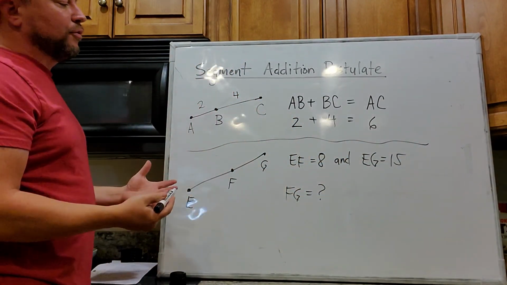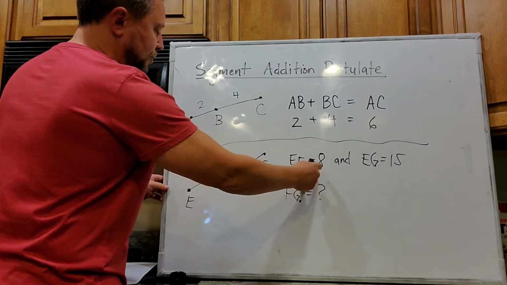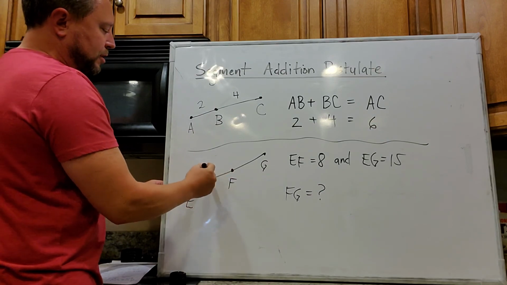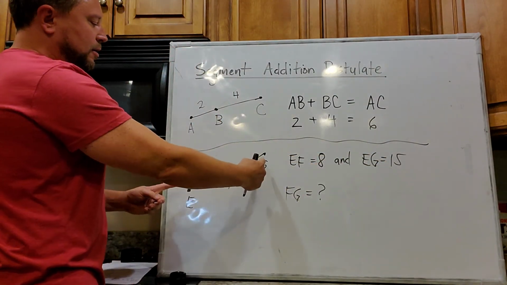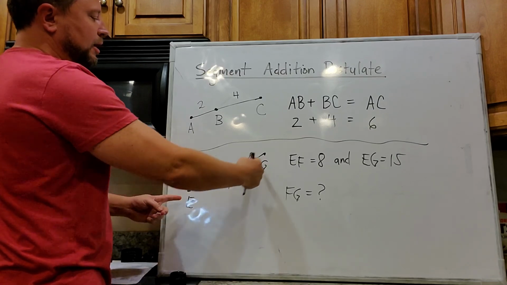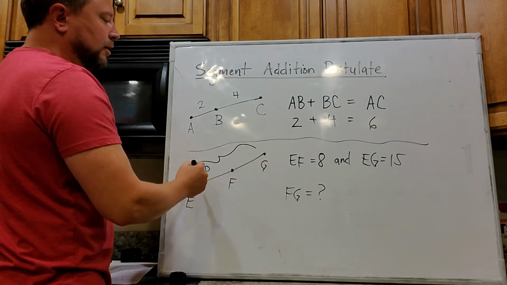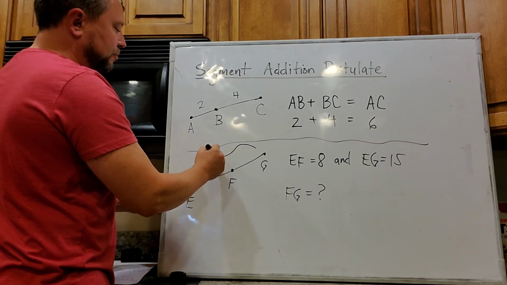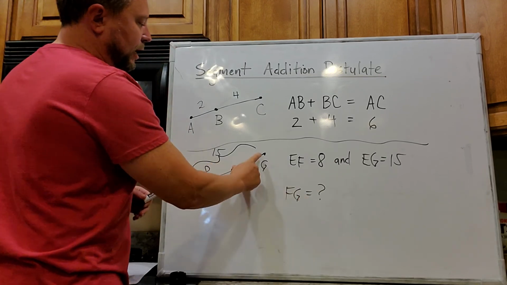So first of all, I'm just going to do some labeling on my picture here. EF is 8, so EF is that part right there. EG is 15. Now EG is the entire length, I notice. So this entire length along here is 15. And we want to find FG.